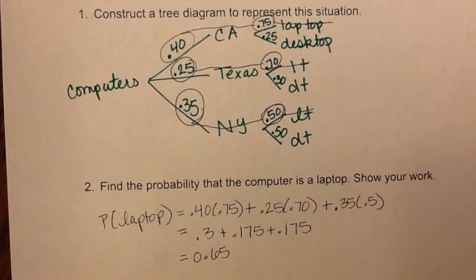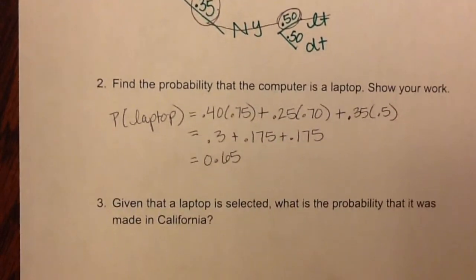And yes, you do want to show work. I know you've been told that so long in math, but in this case, it's very easy to make small mistakes, and as long as you have your work there, you'll be getting full credit, even if you make a small little bonehead mistake. So given that a laptop is selected, what's the probability that it was made in California?